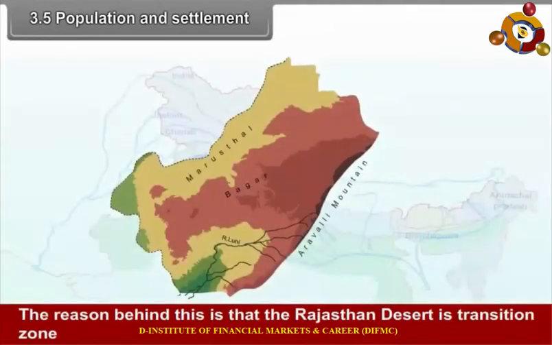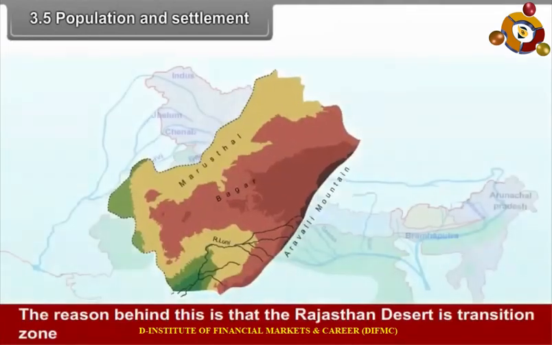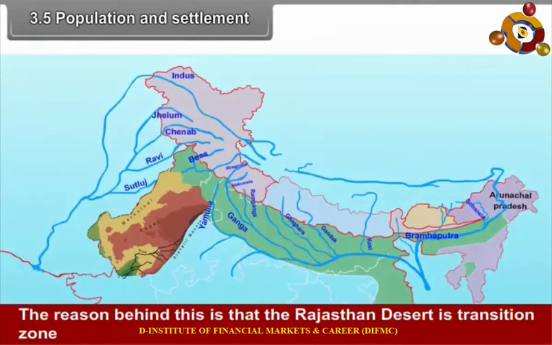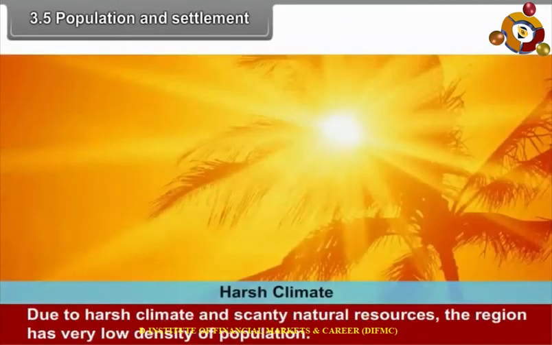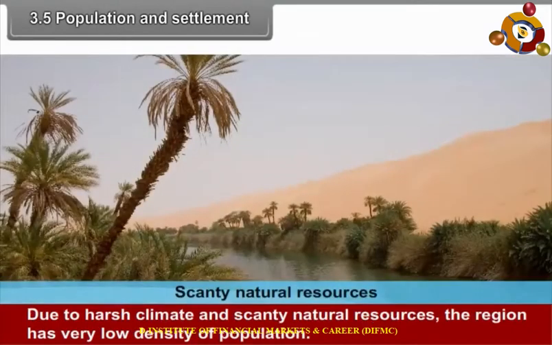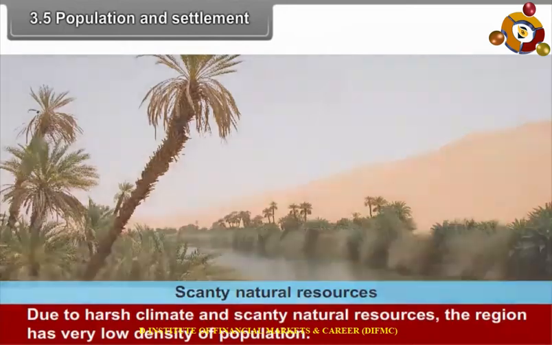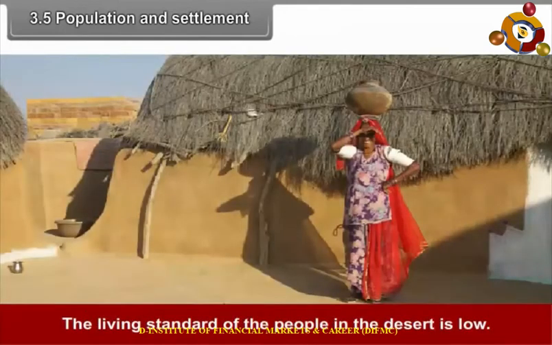The reason behind this is that the Rajasthan desert is a transition zone between densely populated basins of Ganga on the east and Indus on the west. Due to harsh climate and scanty natural resources, the region has a very low density of population. The living standard of the people in the desert is low.